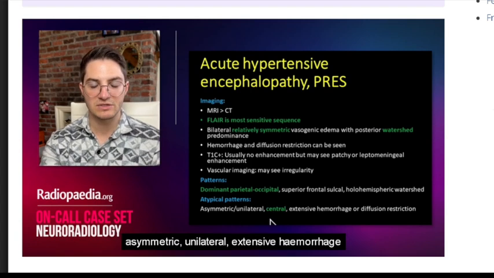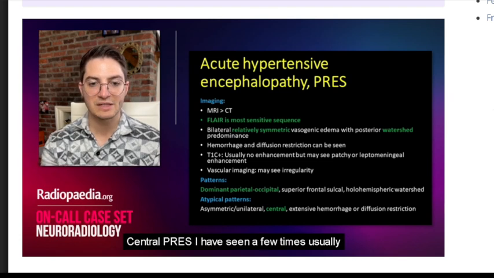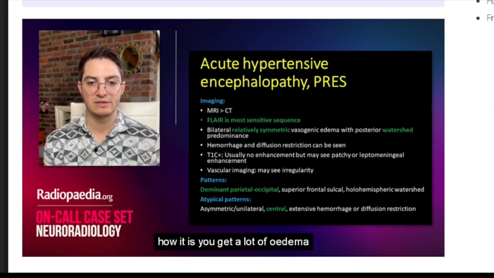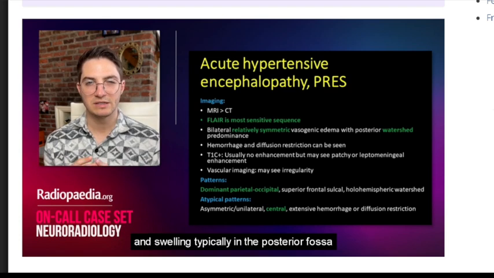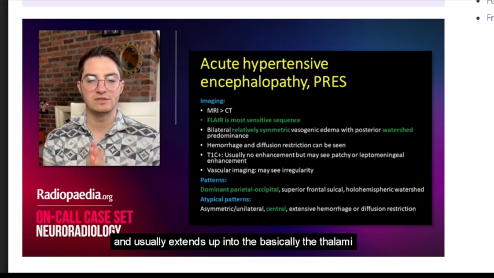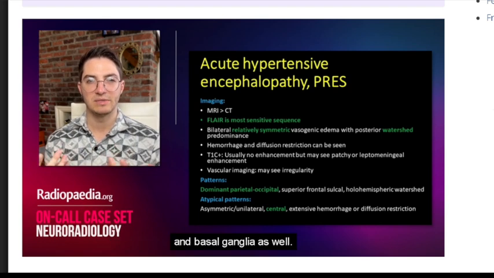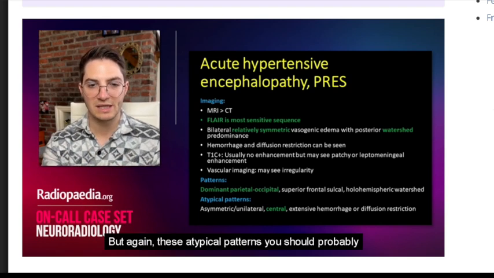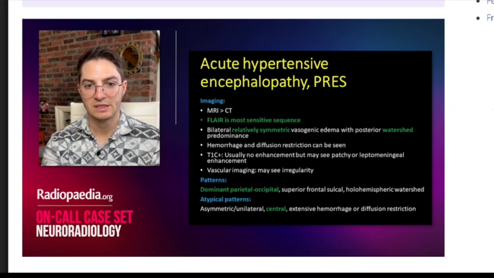If it's asymmetric, unilateral, extensive hemorrhage or diffusion restriction. Central PRES I have seen a few times. Usually how it is, you get a lot of edema and swelling, typically in the posterior fossa, the cerebellum, brainstem, and it usually extends up into basically the thalami and basal ganglia as well. But again, these atypical patterns, you should probably consider other things as well.